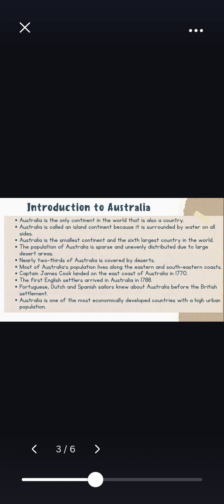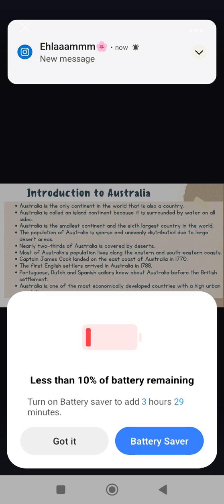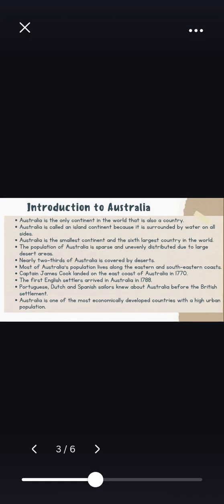The population of Australia is sparse and unevenly distributed due to the large desert area. Australia's population is distributed unevenly because the majority of the area is covered by desert. Nearly two-thirds of Australia is covered by desert. So if we divide Australia into three parts, two parts are covered by desert.